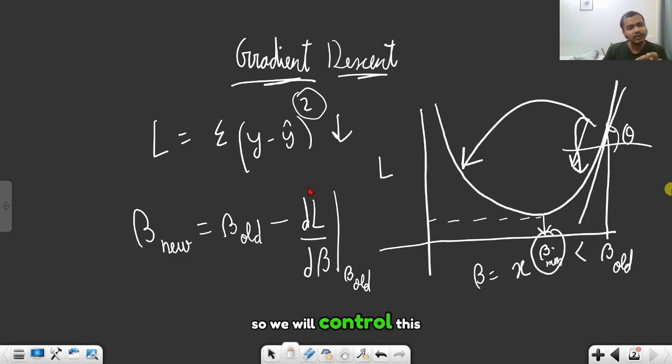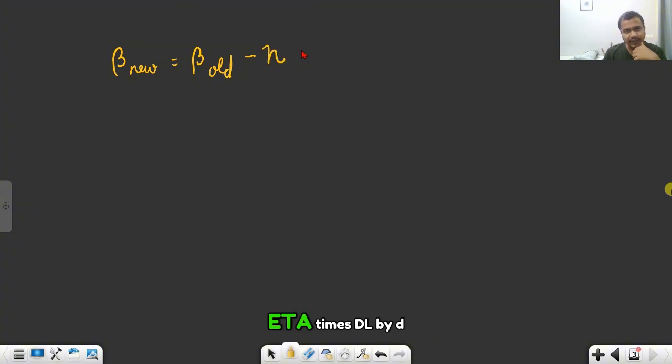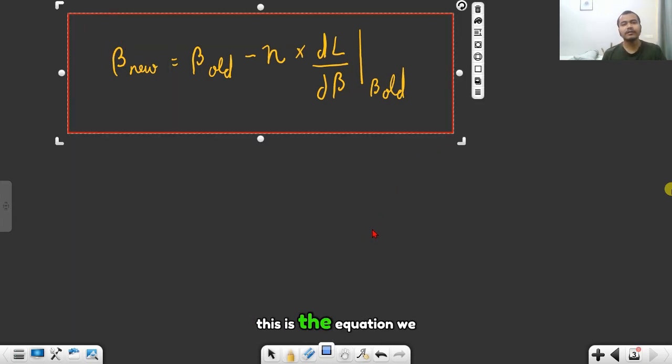So we will control this term using another term known as eta, which is the learning rate. So now finally our gradient descent function is going to be beta new equal to beta old minus eta times dL by d beta at beta old. This is the equation we wanted.